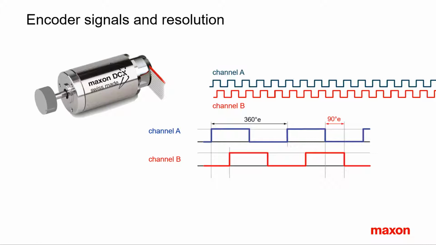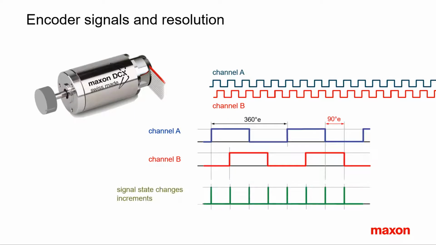The actual resolution is 4 times higher because there are 4 states per signal period. These are called the quad counts or increments, or often referred to as lines per turn. However, the wording is somewhat ambiguous, and when talking about encoder resolution, you have to make sure whether it is meant before or after quadrature.